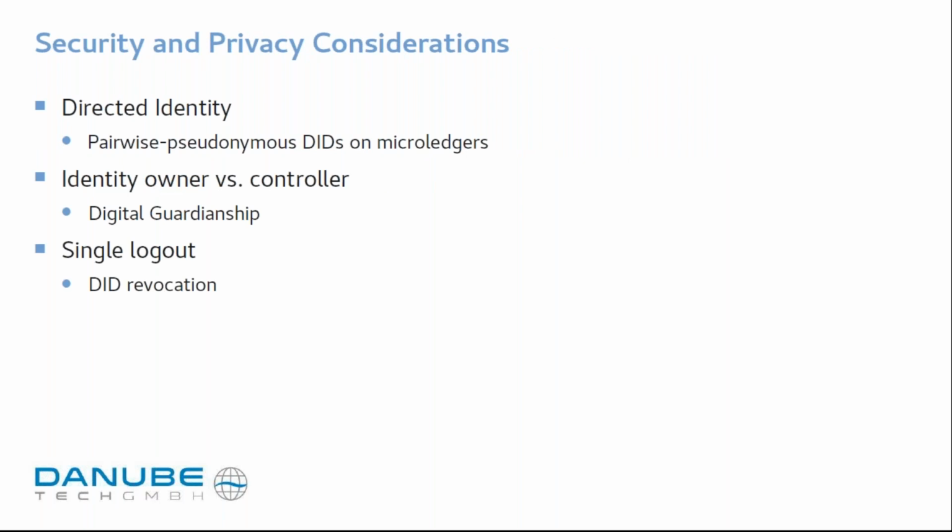A few security and privacy thoughts. First one being very important, the idea of directed identity. That's the concept that when I interact with different relying parties, I want to present myself to those different relying parties using different identifiers, using different DIDs, in order to avoid correlation. So when I log into one relying party and then I log into another relying party, I don't want them to know me with the same identifier. I don't want them to be able to link what they know about me. So this is known as pairwise pseudonymous DIDs.